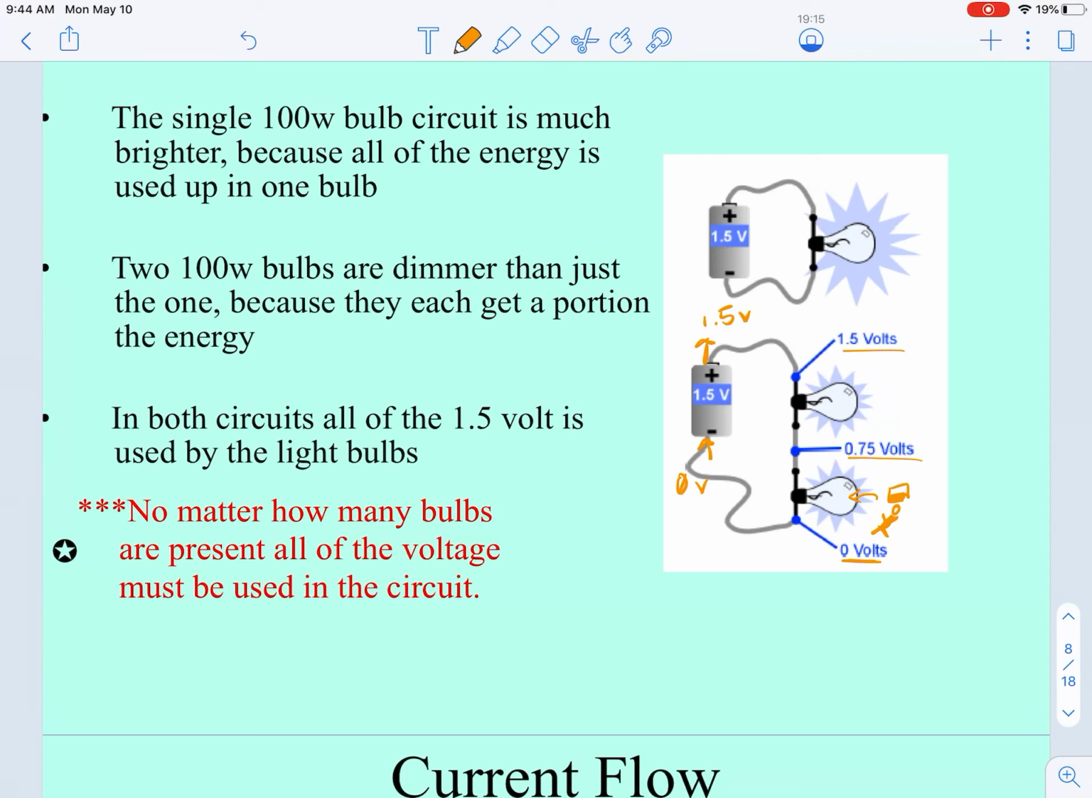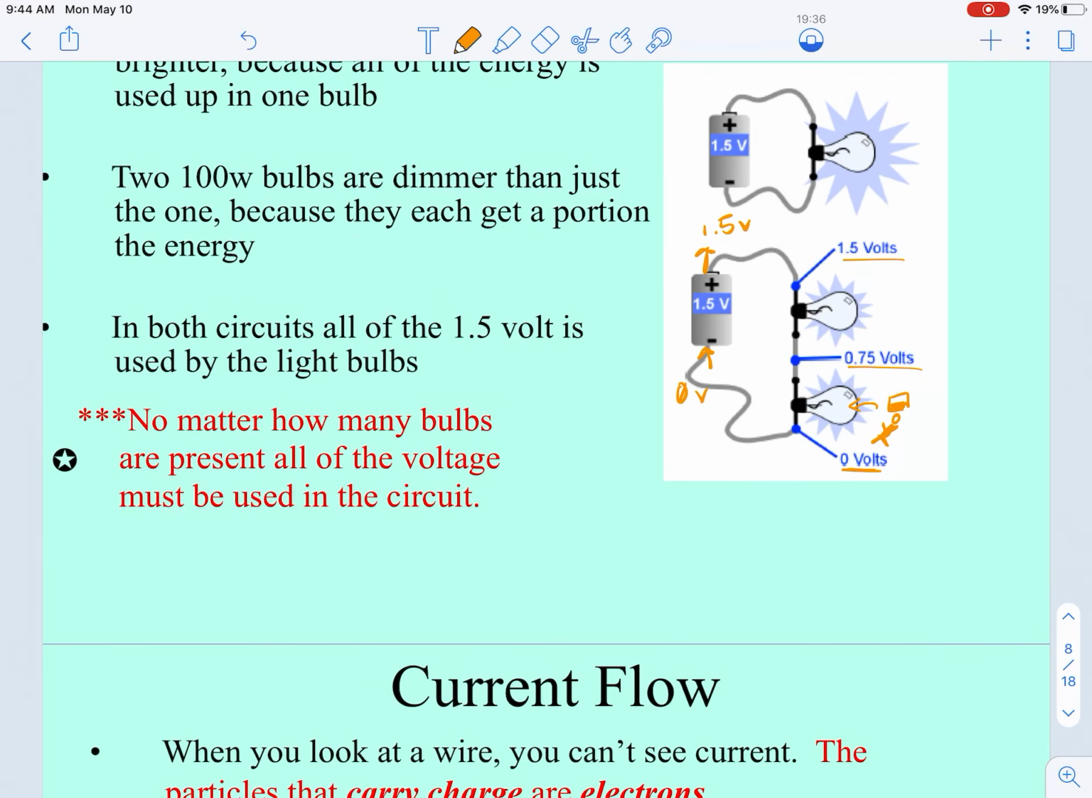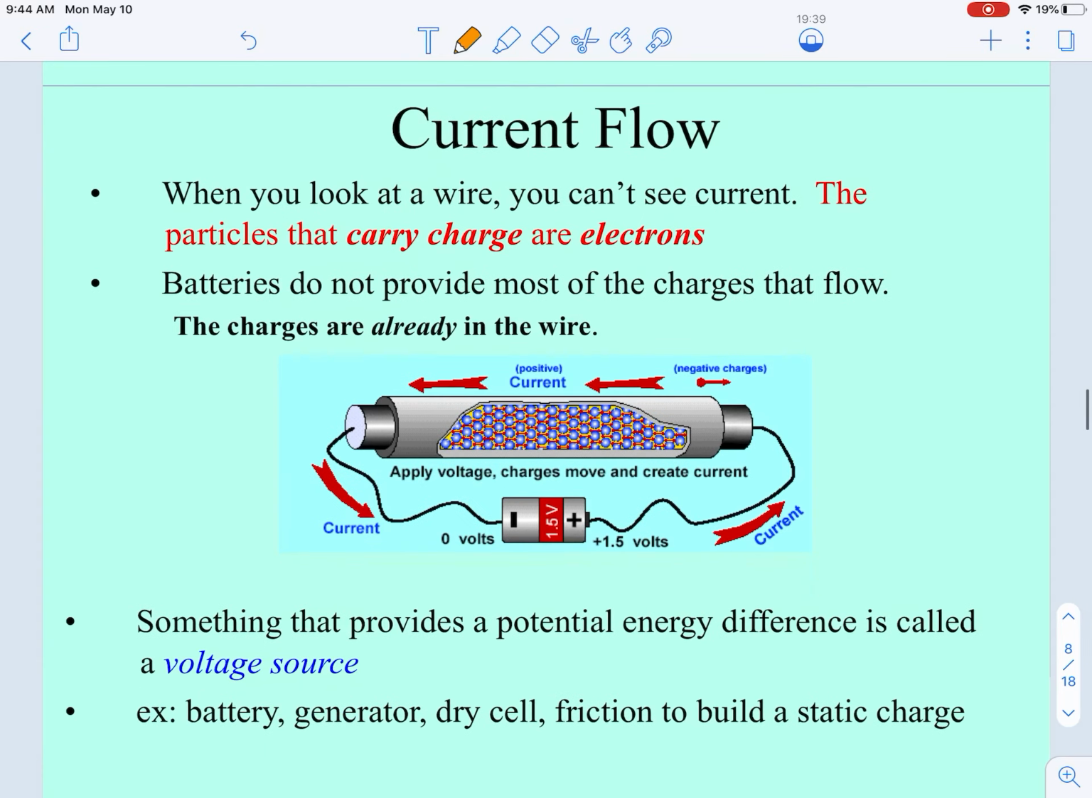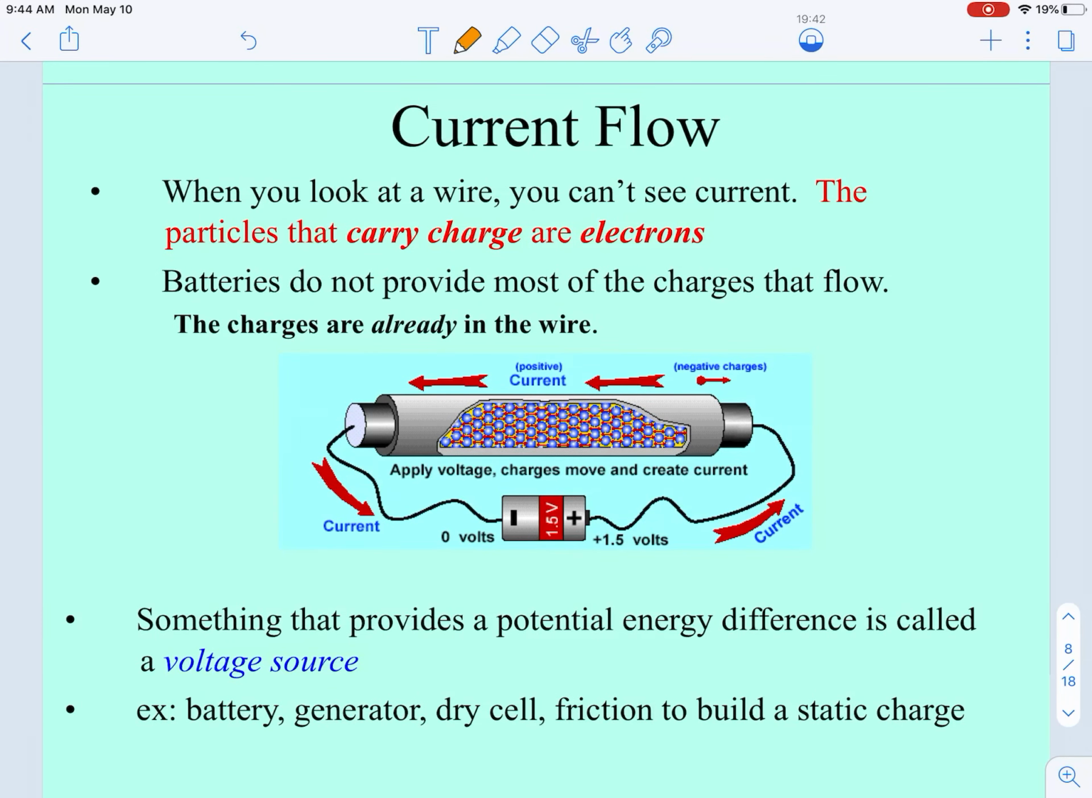Now, is it always going to be split evenly among devices? No, it's not. When we talk about circuits later, we'll get into the specifics of that. So don't get caught up on, 2 devices, cut it in half. I just want you to understand some goes into the first, some goes into the second. By the time they've gone through all of the devices, we're down to 0 volts. Okay, if you ever have a situation where you have multiple batteries stacked up together, you're just going to add their voltage values together for your total voltage.